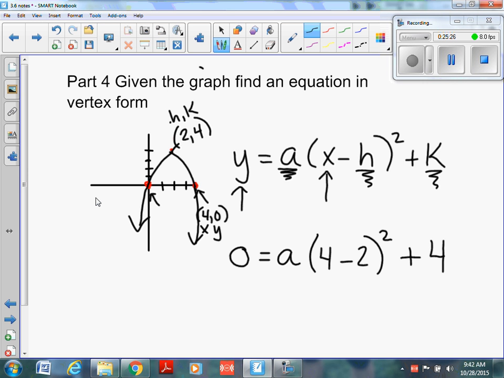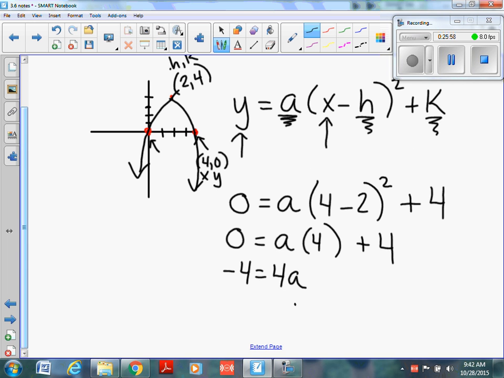Then, again, order of operations, you could get this wrong if you don't follow it. You have to do parentheses first: 4 minus 2 is 2, squared you get 4, plus the 4. I hope you don't put the 4 plus the 4 together to make 8, because this is 4 times a. To get a alone, you subtract 4 from both sides, and a ends up being -1.